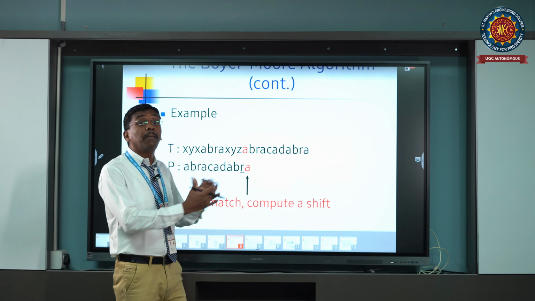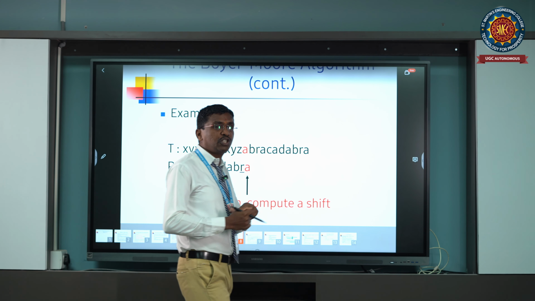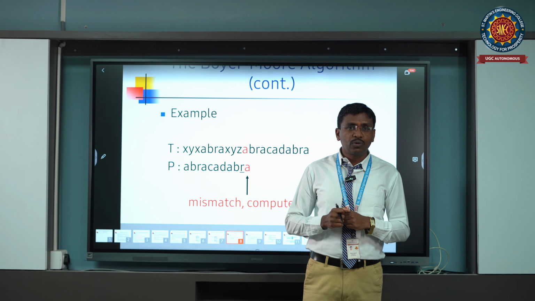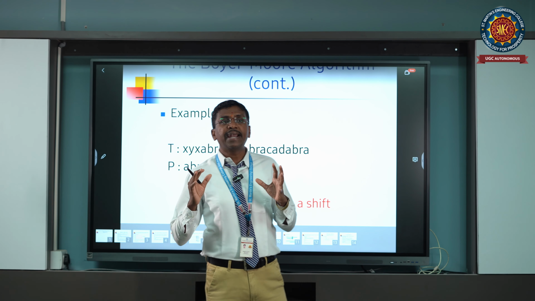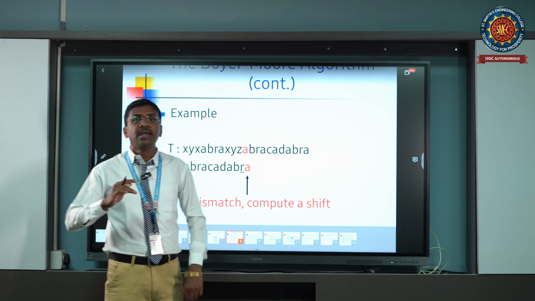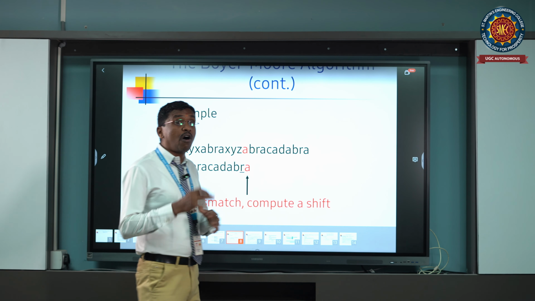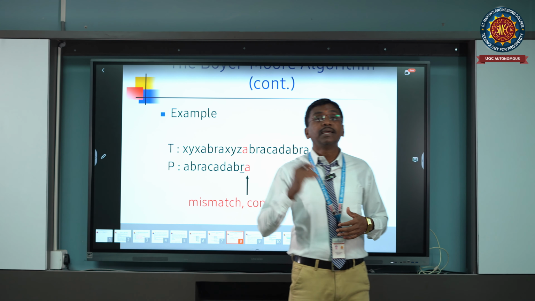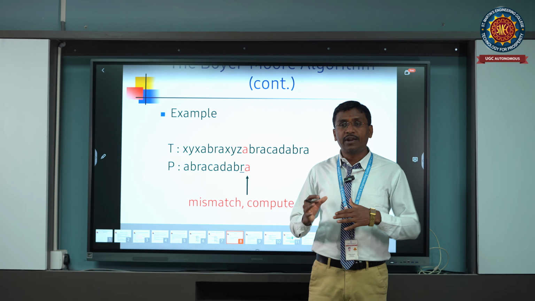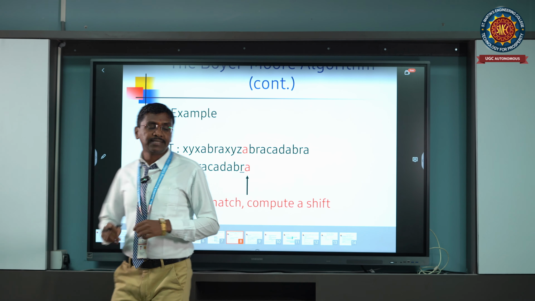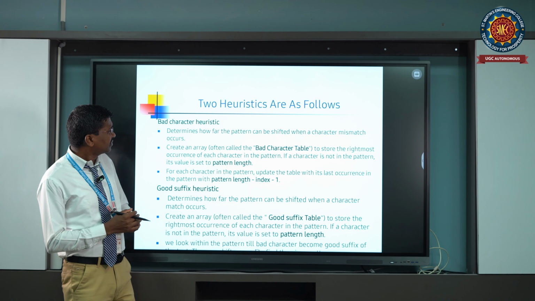Again, you can apply the backward approach. You can focus on the bad character table. Why are you using the bad character table? It tells us how far we are going to shift the particular pattern. That is the thing we're using. See the next slide.